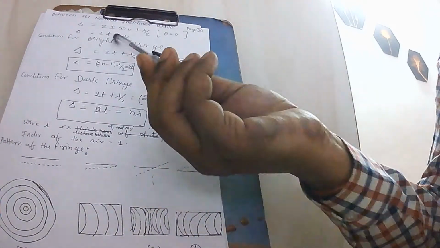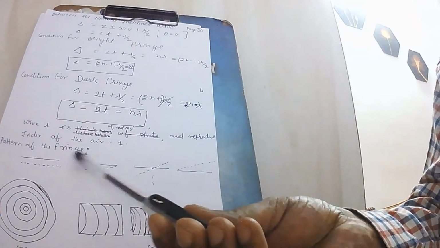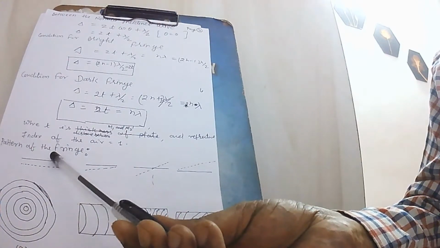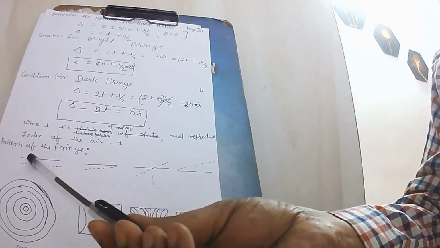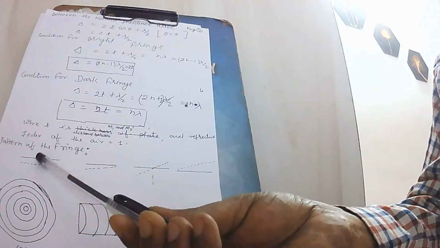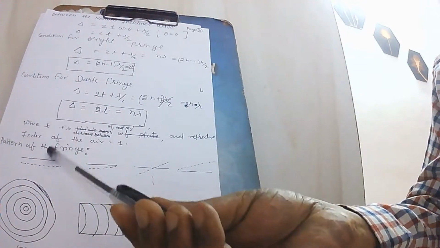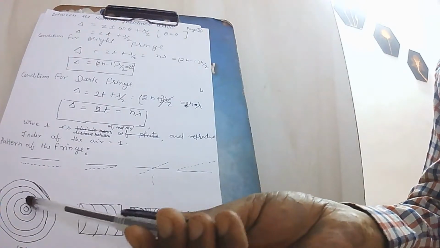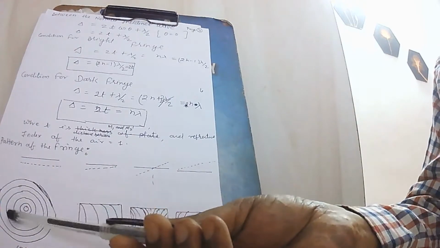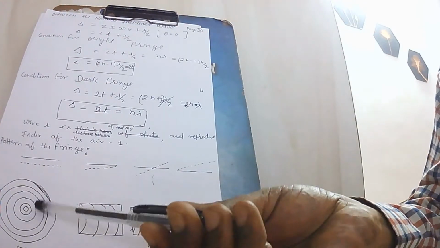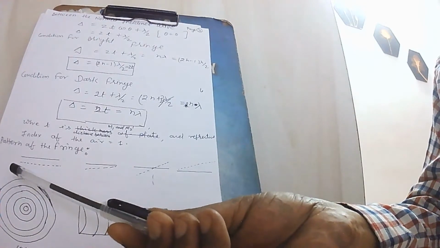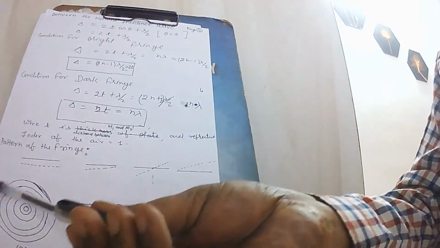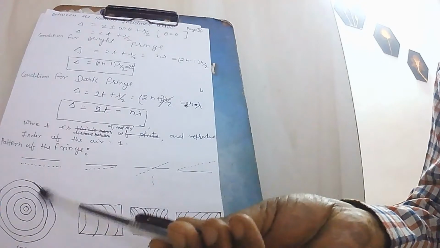So we use mu is equal to 1. Now the pattern of the fringe. If this represents the mirror M1 and this represents mirror M2, and both are parallel with the distance between them constant, so the thickness is not varying, then the fringe pattern we obtain is a ring type, or we get the fringes of equal inclination. These fringes are known as haidinger type fringes.